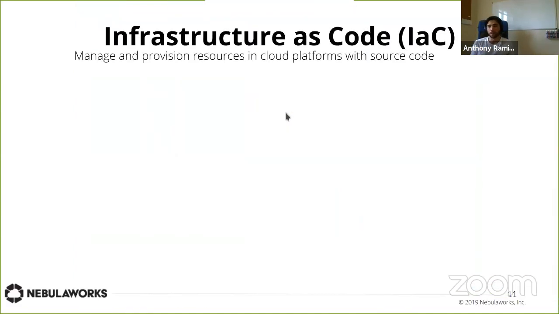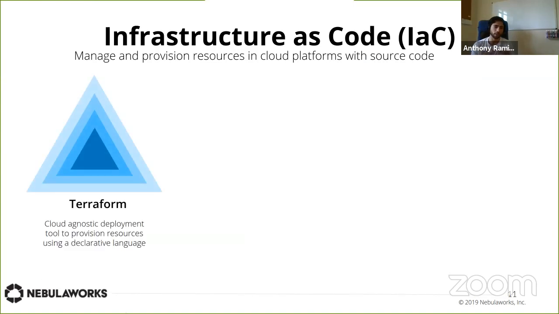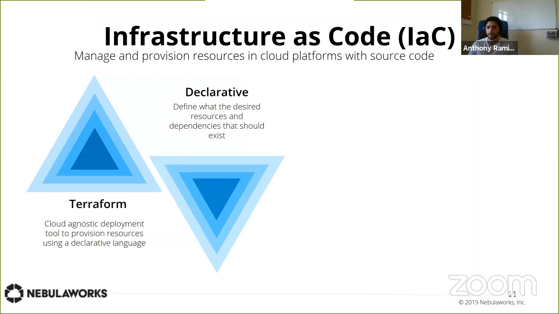And if you're not familiar, infrastructure as code is tooling that allows you to manage and provision resources in cloud platforms with source code. At Nebulaworks, we use Terraform. It's cloud agnostic, and it allows you to provision resources with a declarative language. It's called HCL, or HashiCorp Configuration Language. It's pretty readable. It's easy to write. It's easy to read. And it's declarative, as I just mentioned.